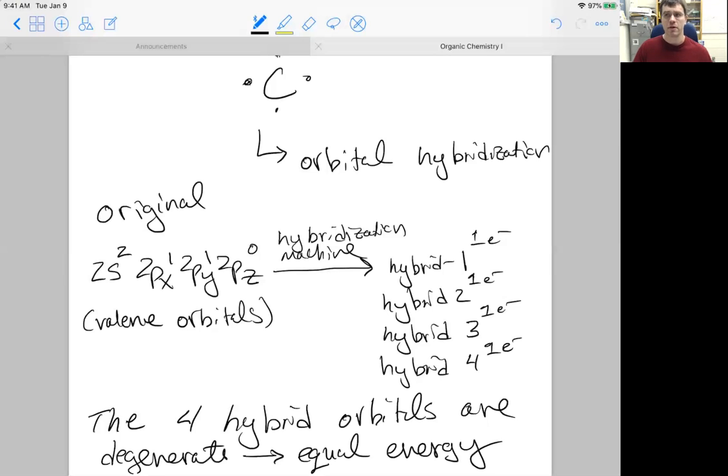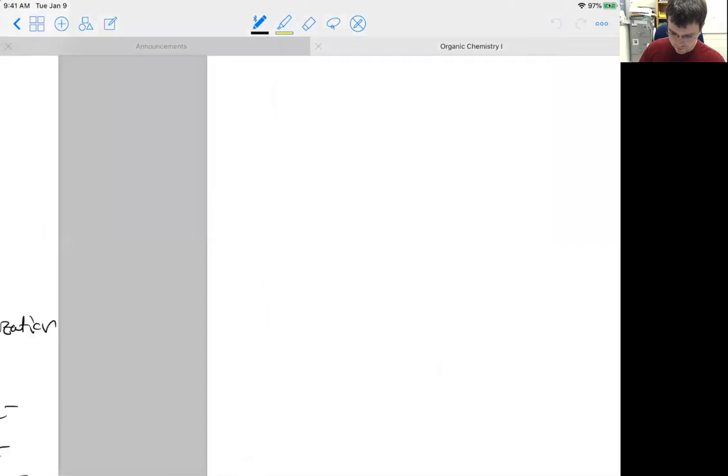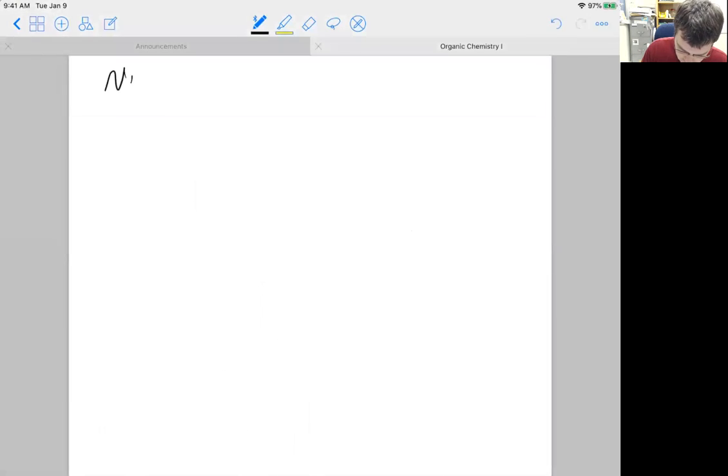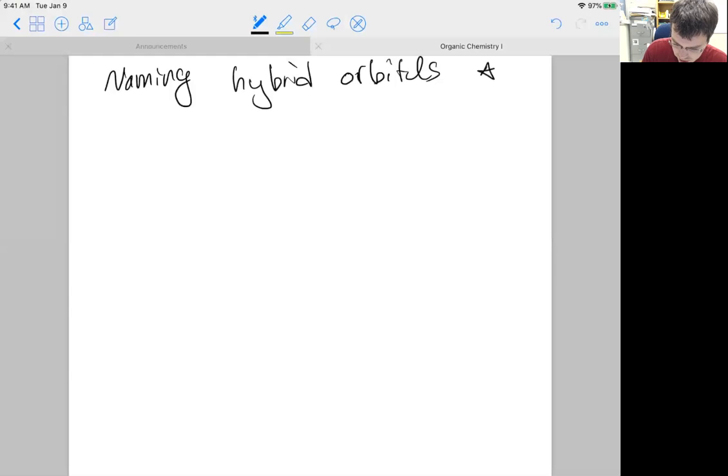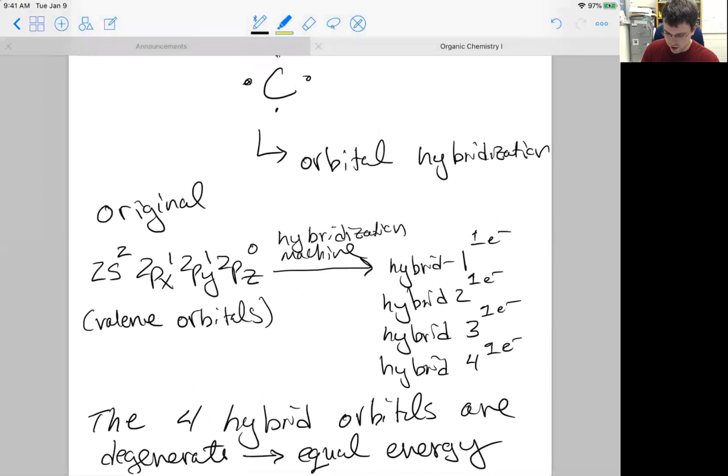Well, let's come up with a better name than the term hybrid. So, naming hybrid orbitals. This is important. I mean, it's all important, right? But this we've got to know. So when we're talking about naming hybrid orbitals, that's me coming up with a different word for hybrid 1, 2, 3, and 4.